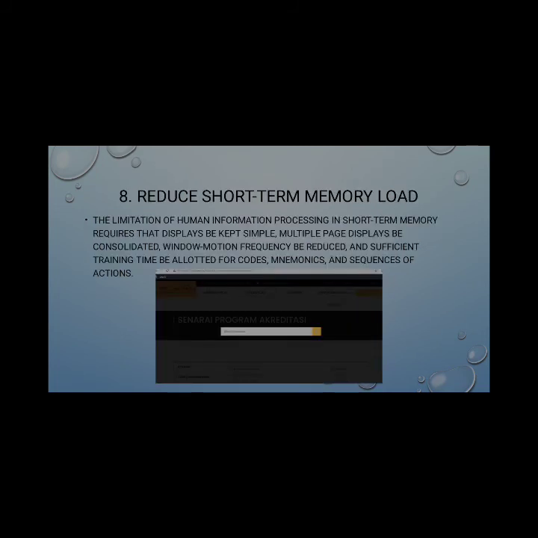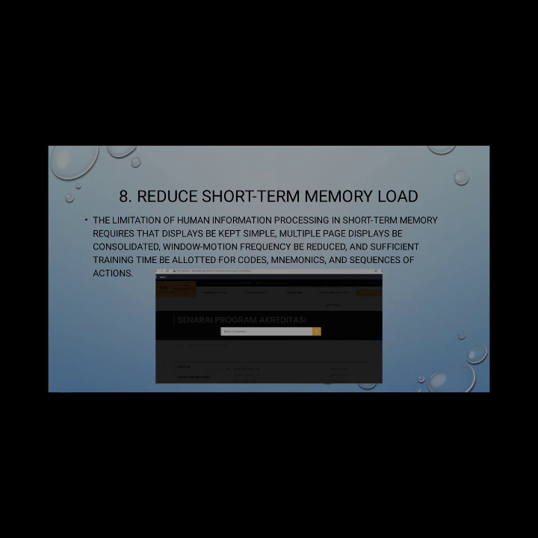Next, number 8, reduce short-term memory load. The limitations of human information processing in short-term memory require that displays be kept simple, multiple page displays be consolidated, window-motion frequency be reduced, and sufficient training time be allocated for codes, mnemonics, and sequences of actions. The easier way to say it is that the idea behind this is that recognizing something is easier than remembering.